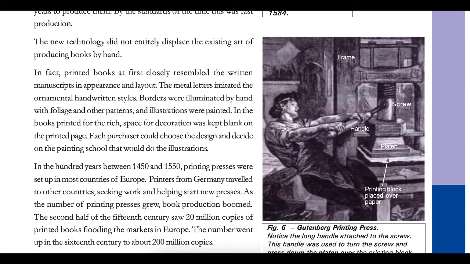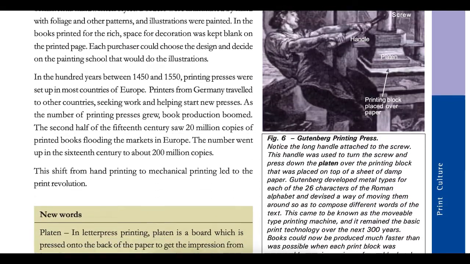The new technology did not entirely displace the existing art of producing books by hand. In fact, printed books at first closely resembled the written manuscripts in appearance and layout. The metal letters imitated the ornamental handwritten styles. Borders were illuminated by hand with foliage and other patterns, and illustrations were painted. In the books printed for the rich, space for decoration was kept blank on the printed page. Each purchaser could choose the design and decide on the painting school that would do the illustrations.